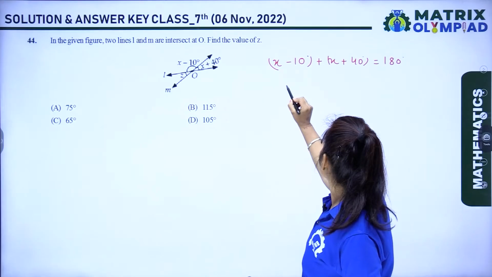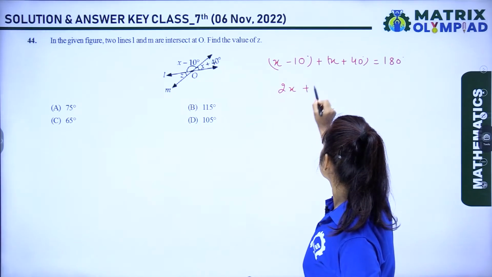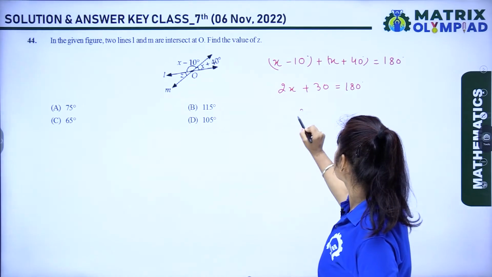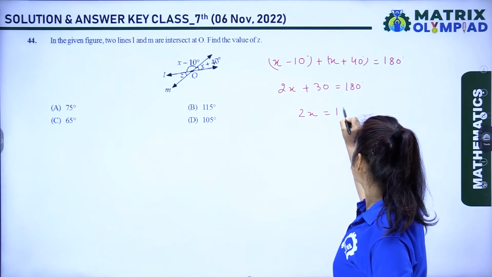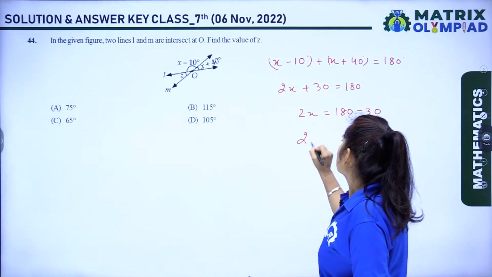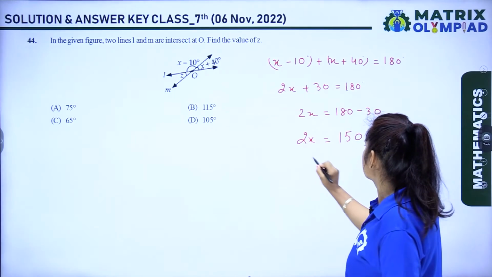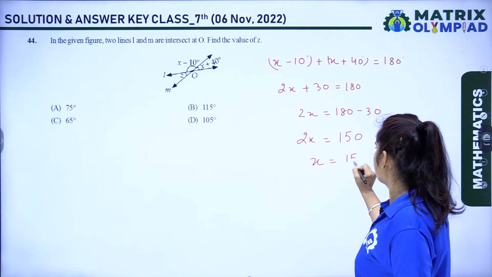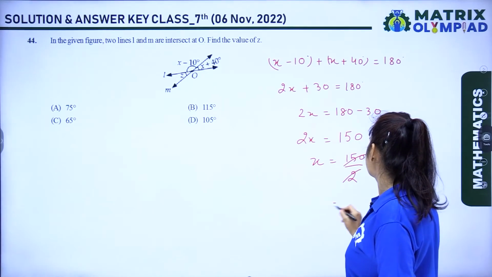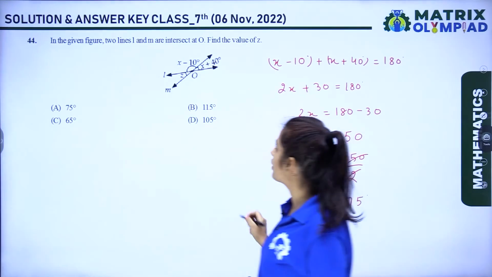So let's solve it. 2x plus 30 is equal to 180 degrees. 2x is equal to 180 degrees minus 30 degrees. 2x is equal to 150. x is equal to 150 upon 2. After cancellation, we get 75. So the value of x is 75.